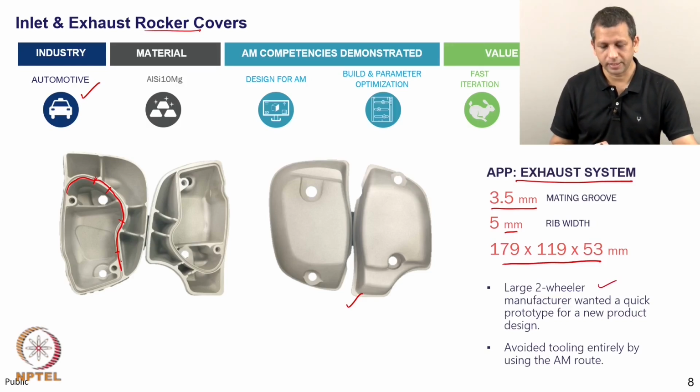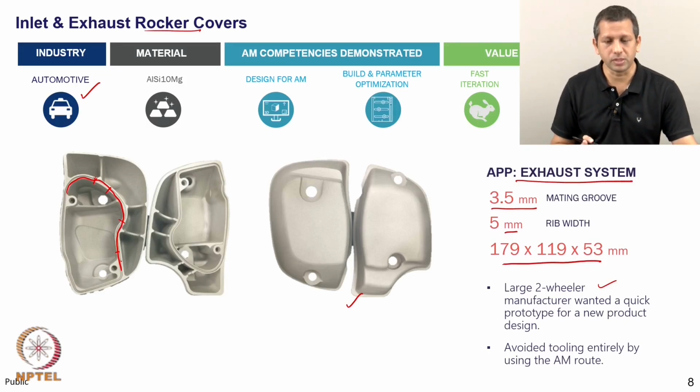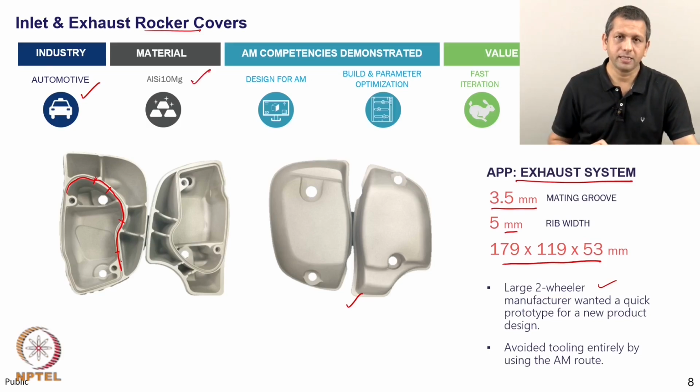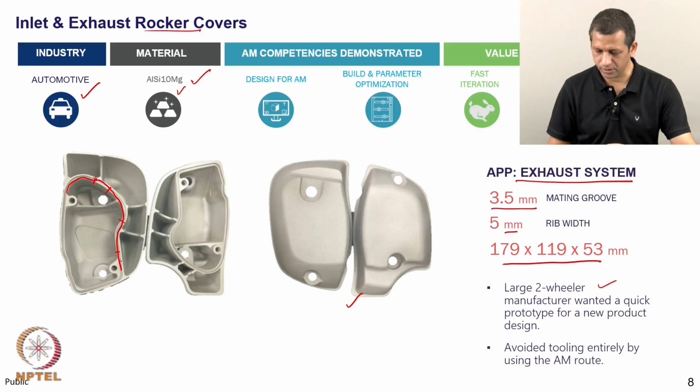So in such cases, it is not beneficial to first develop tools and molds. Much easier idea is to come up with a CAD file of the required component that we have envisioned and print it using additive manufacturing. Of course, to meet the properties like we have emphasized earlier, we have to choose a material, and traditionally it is a good idea to start with the material that is used for making conventional components of the same type. So in this case, aluminum silicon 10 magnesium was used.